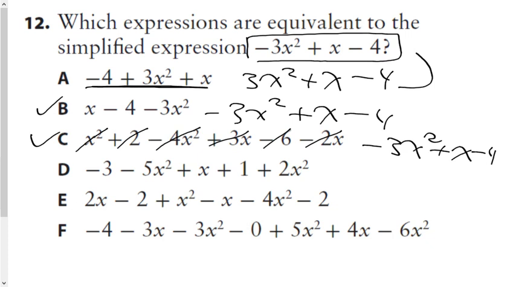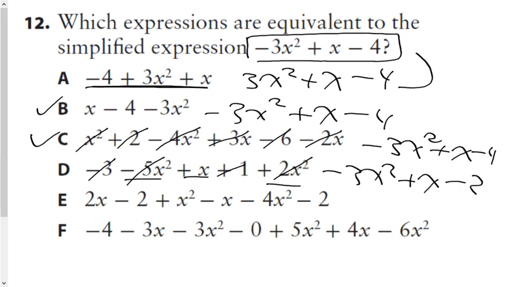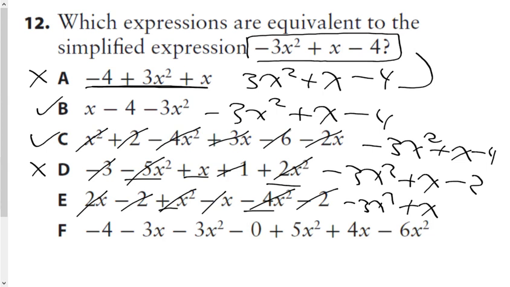Here, I'm going to combine my x squareds to get negative 3x squared. So far, we're looking good. My x is going to be by itself, which is looking good. And my negative 3 and my positive 1 are going to make negative 2. Therefore, this is not equivalent. Next, we're going to make negative 3x squared. So far, so good. A positive 2x and a negative x makes a positive x. Ooh, we're still good. And a negative 2 and a negative 2 make a negative 4.